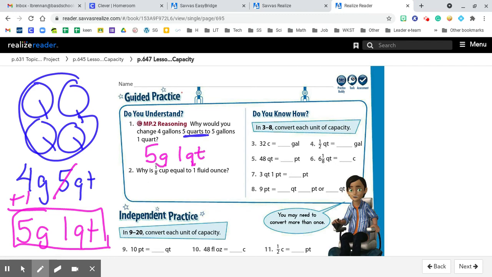Why is 1/8 cup equal to 1 fluid ounce? 1 cup equals 8 fluid ounces. So 1 cup can be divided into 8 equal parts. So each part would be 1 fluid ounce. So 1/8 of a cup is equal to 1 fluid ounce because a cup has 8 ounces in it. So 1/8 of a cup is equal to 1 fluid ounce.